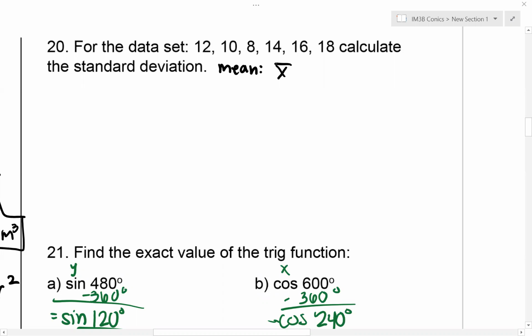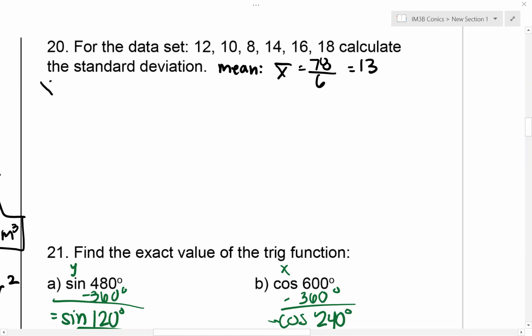So to find the mean, you're going to add everything up and then divide by the number of data points you have, which is 6 in this case. So you're adding the 6 numbers together, which gives us 78. And so 78 divided by 6 is 13, I believe. Yeah, so 13. So the mean of this data set is 13.